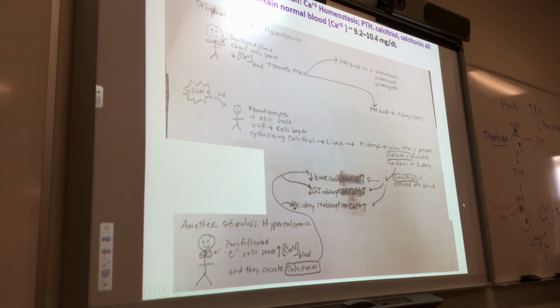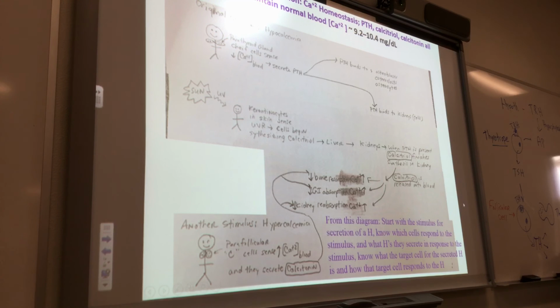Do we need to know the ranges for the exam, like of the blood calcium? No. You just need to know that there is a homeostatic range. I won't ever ask you for numbers unless I specifically ask you for numbers. I'll put it in the color.